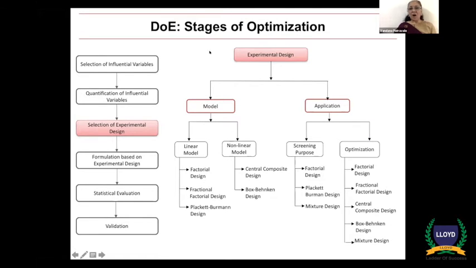This is also how experimental designs actually can be classified. You can classify them on the basis of which model and which application. So the model could be linear or non-linear. Non-linear, I told you, are quadratic models, you have CCD and BBD, whereas linear models are fractional design, factorial fractional design, and Plackett-Burman. Application wise, for screening you can use some, for optimization you can use some. So this is just another way of putting the things which you should know.